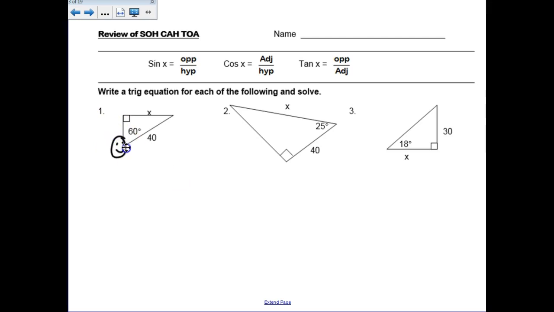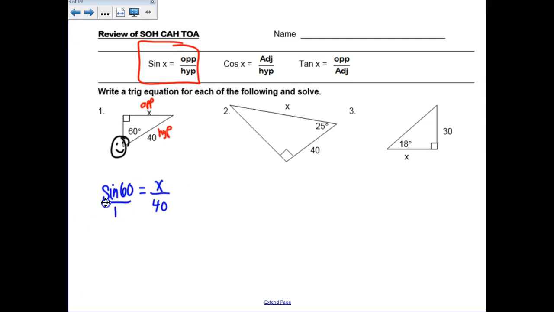So in reference to this angle right here, how would you label 40? Good, that is the hypotenuse. How would you label this side that has an x on it? It is opposite of you. So if I have the hypotenuse and x involved in my math problem, what would you set up? Good, that is a sine question. So we're going to set up the sine of the angle, which I know is 60 degrees, is opposite over hypotenuse. So x over 40.